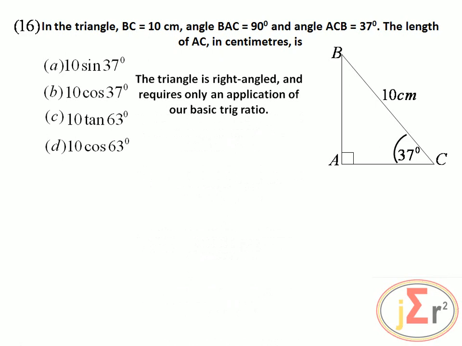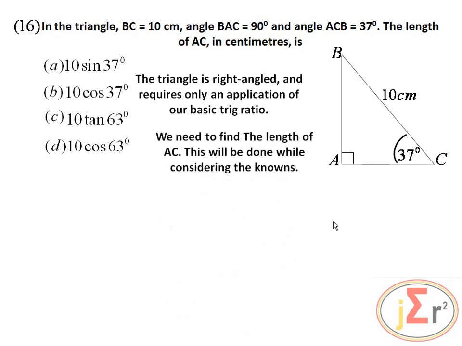The triangle is right angled, as we have stated before, and requires only an application of the basic trig ratios. That is, if we have a right angled triangle, the trig ratios in their pure form, sine, cosine, and tangent, are applicable. Pythagoras' theorem is also applicable to right angled triangles, but in this particular case, we will solve the problem according to the information that we have already.